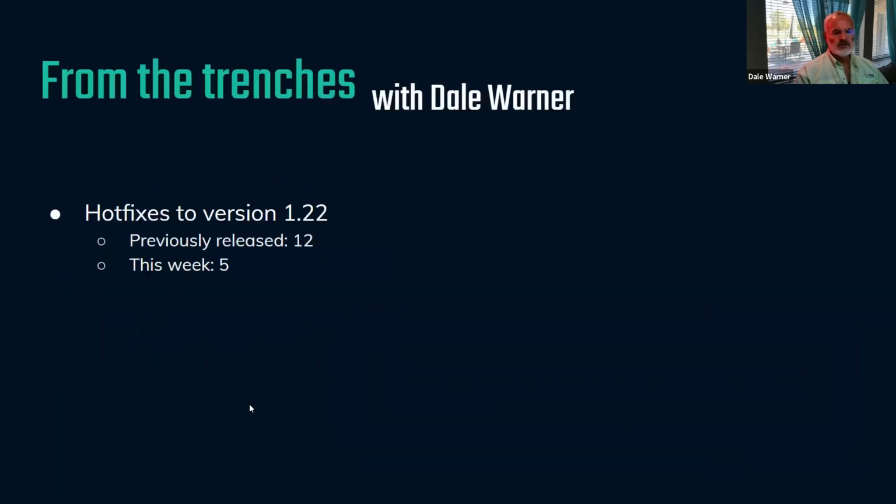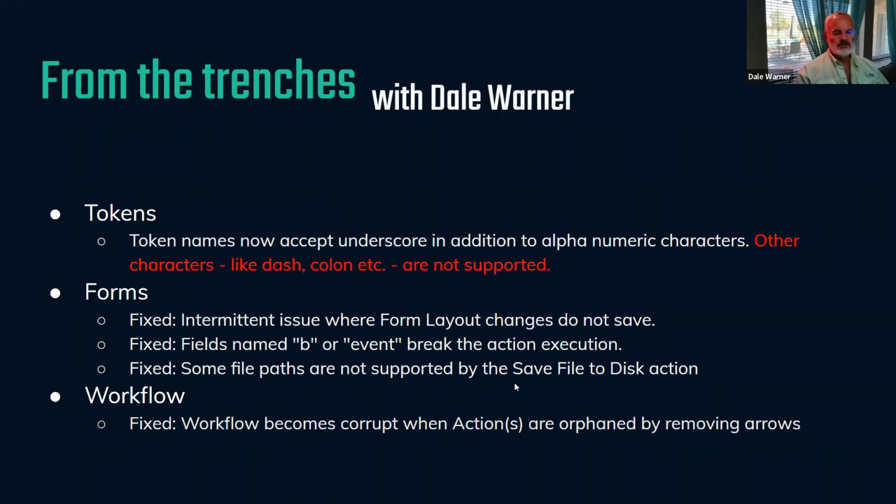So from the trenches of support, we have some hotfixes to announce to our current version 1.22. We've previously released 12 hotfixes, and there are 5 this week, and I think there's some very good ones. So the first is about token names. Token names will now accept the underscore in addition to the alphanumeric characters.